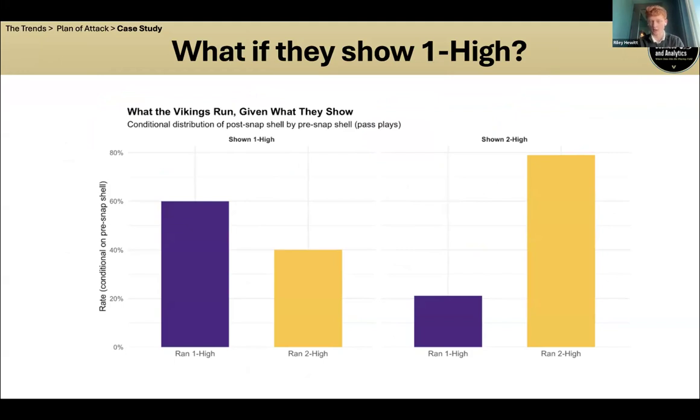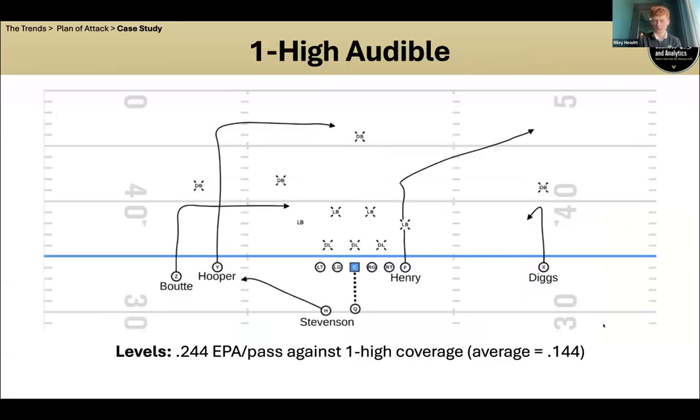As you can see from this chart here, when the Vikings show a 2-high safety look, so when they have two players in that safety position at the line of scrimmage, they run a 2-high coverage almost every single time. However, when they have one of their safeties come up into the box, it's much more mixed and unpredictable what they might run. And so we want to be prepared for that.